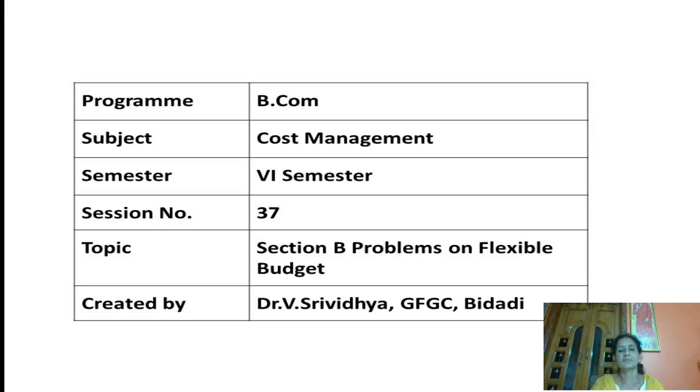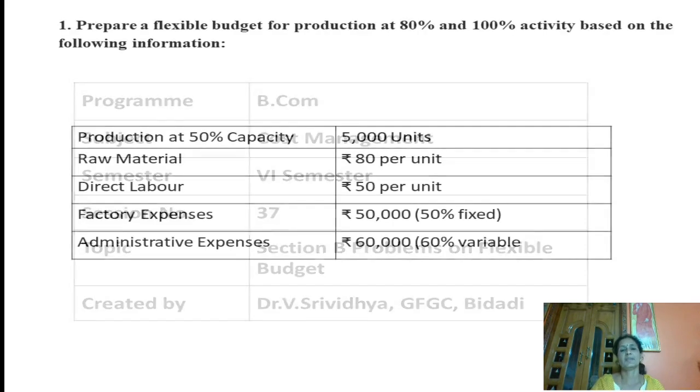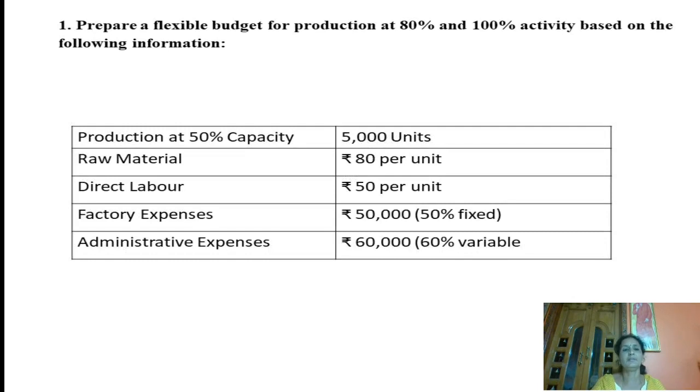The subject which I'm going to discuss now is cost management and the topic is section B, problems on flexible budget. Here we just watch what has been given in this problem. Prepare a flexible budget for production at 80% and 100% activity based on the following information.